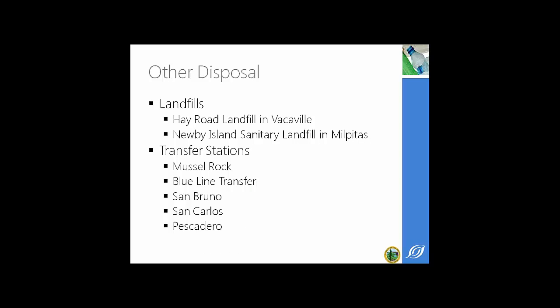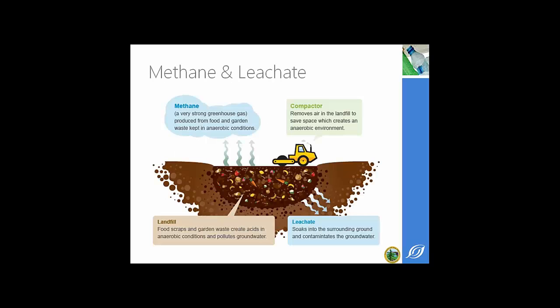Other local facilities used in the area are the Hay Road Landfill in Vacaville and Newbie Island Sanitary Landfill. And then there's a number of transfer stations which take in material and then ship it out to more distant landfills that are used in the county. And I'll provide you some information a little bit later on how you can access information on local landfills.